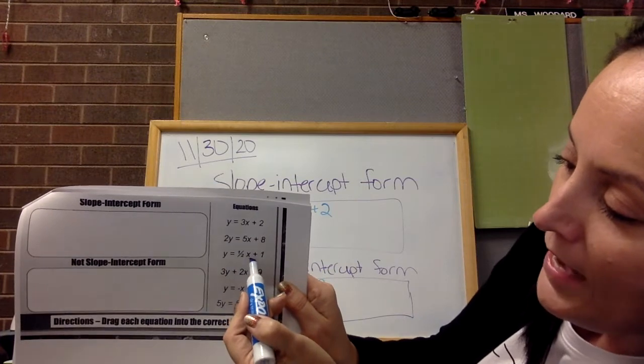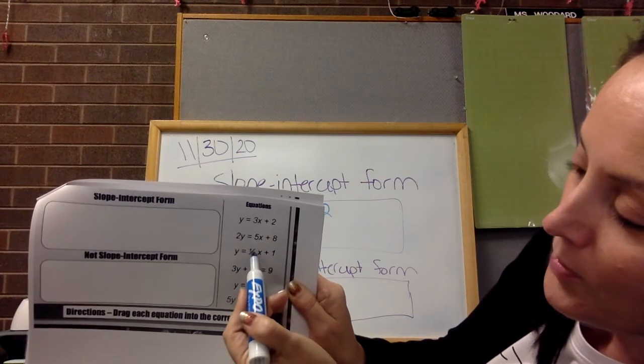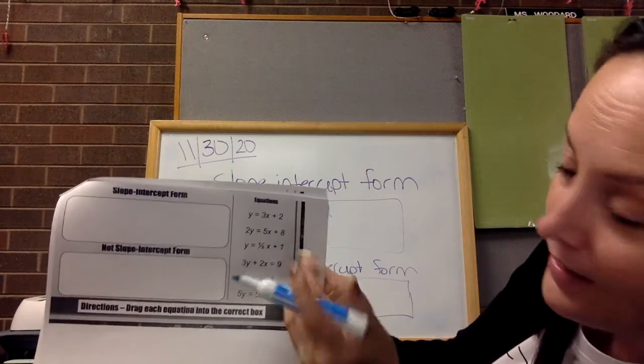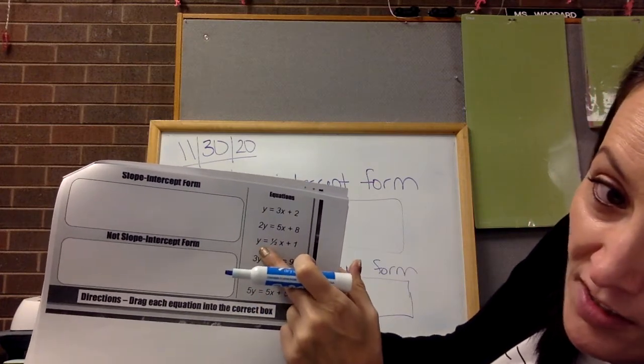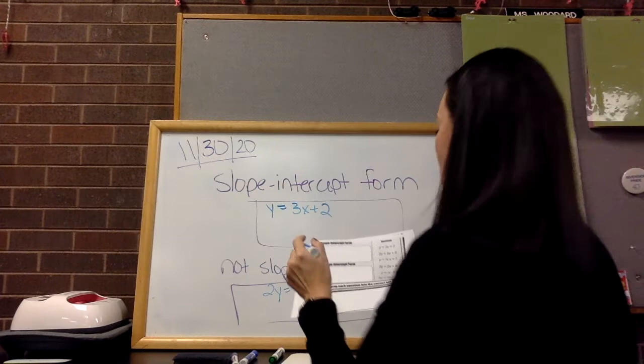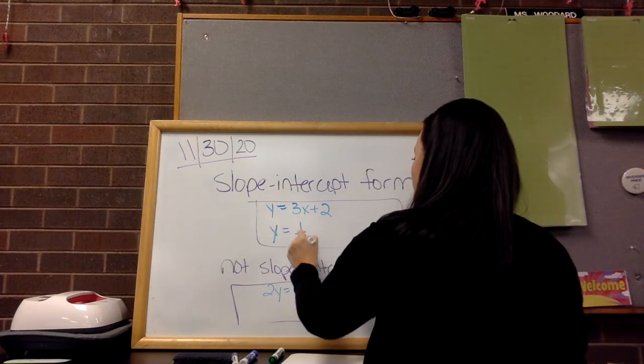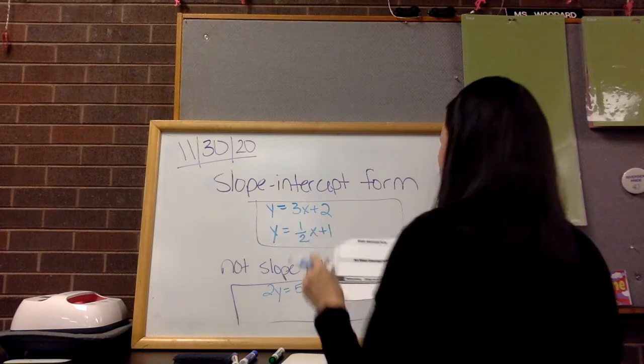Y equals 1/2 x plus 1. Remember, slope is changing y over changing x, so this will often be a fraction, and that is okay. This is solved for y. There is nothing around that y, so we are in good shape with that one. So we're going to come up here. We should have y equals 1/2 x plus 1.